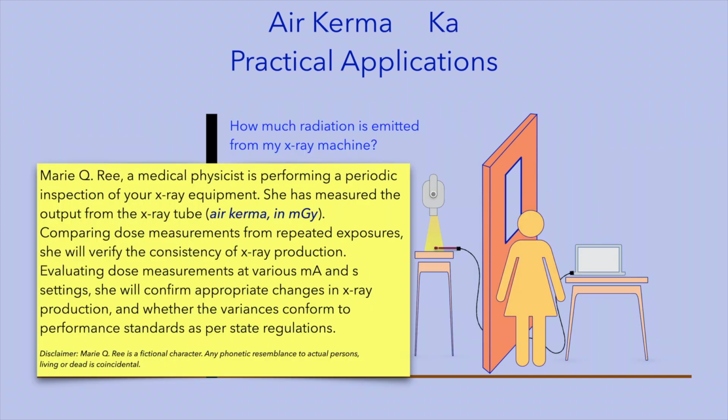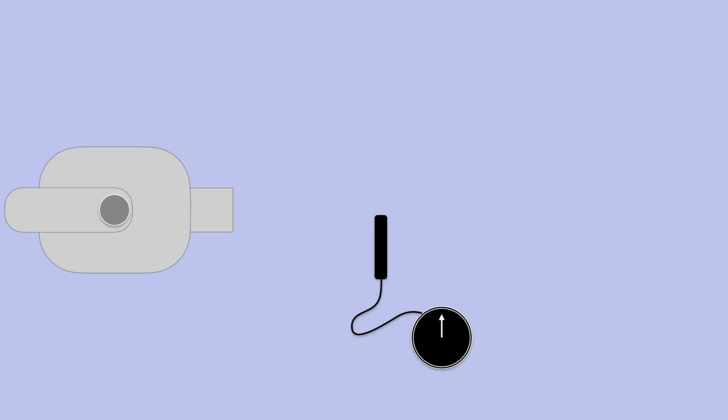As part of equipment maintenance, the output of an X-ray tube is measured on a periodic basis to ensure that the machine meets standards as per state regulations. So to summarize, air kerma is measurement of radiation in air and is most often used by our medical physicists when they characterize the X-ray tube output and the transmission of this radiation through walls and barriers.